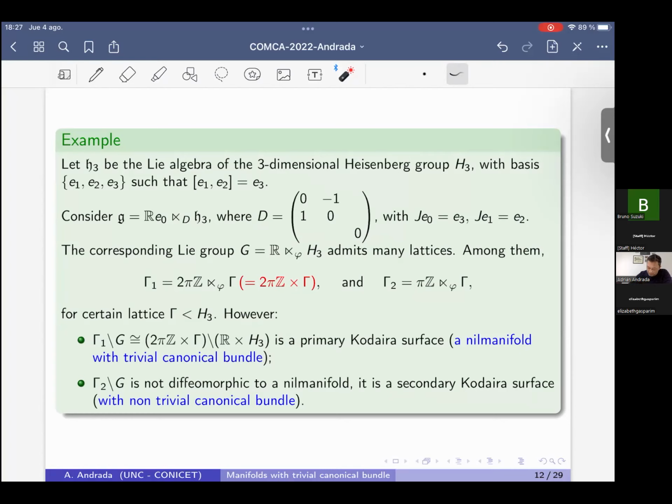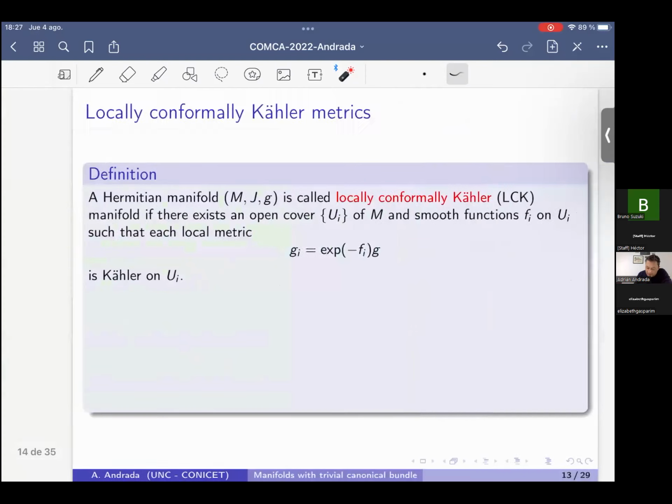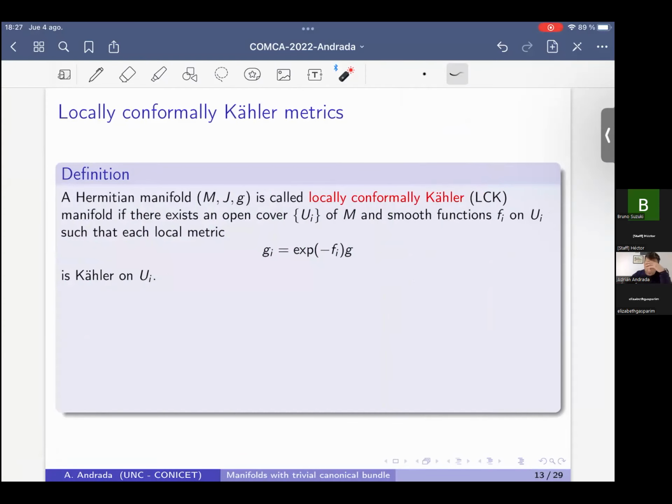But the problem here is that in this case there is a trivializing section of the canonical bundle which is not invariant. So it's more difficult to work in this case, but we will find some examples which we can assure have trivial canonical bundle. In what follows, I will show you that there are certain submanifolds equipped with locally conformally Kähler metrics which do have trivial canonical bundle.